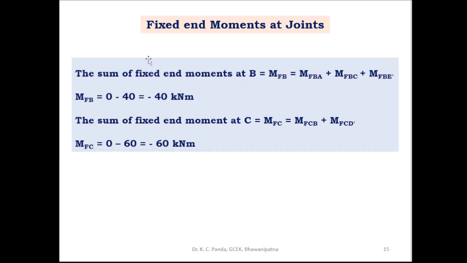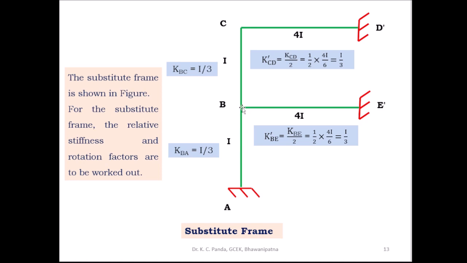Then find out the fixed end moments at the joints. As you know, at joint B three members meet, BA, BE dash and BC. The summation of the fixed end moments at the ends of these three members is equal to the fixed end moment of joint B. Similarly, at joint C two members meet. Here you find out the fixed end moment of joint C, that is MFC is equal to MFCB plus MFCD.